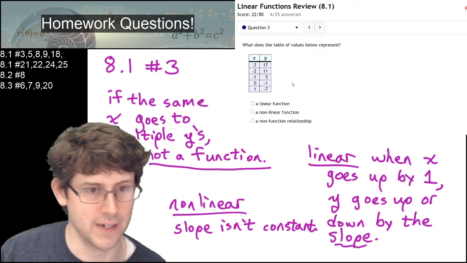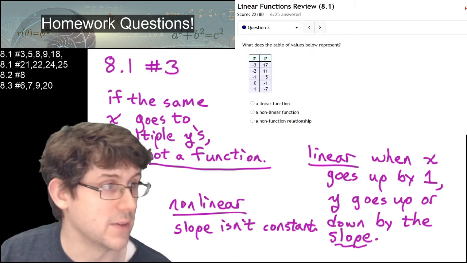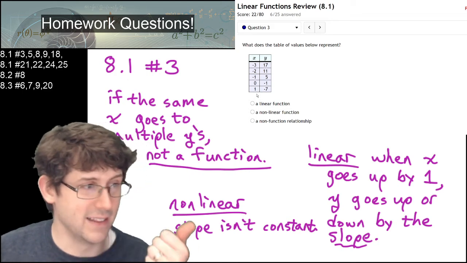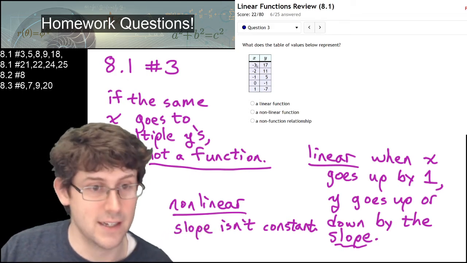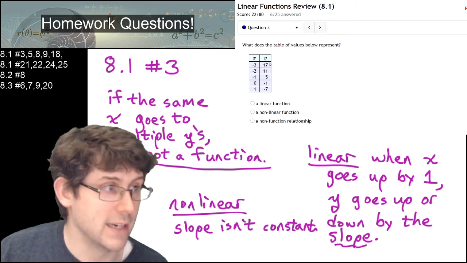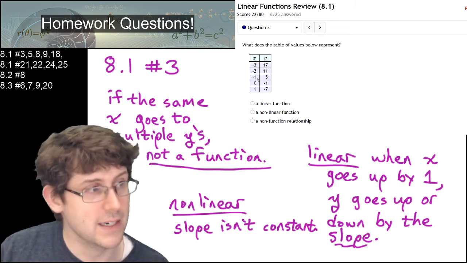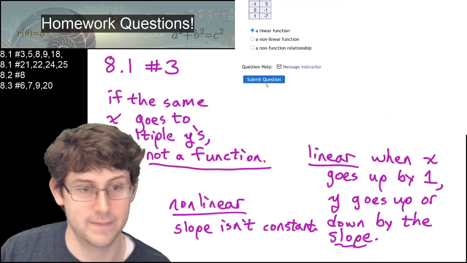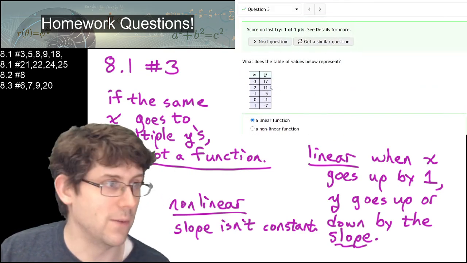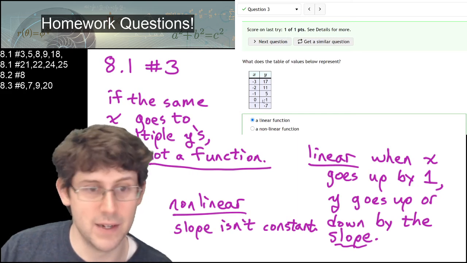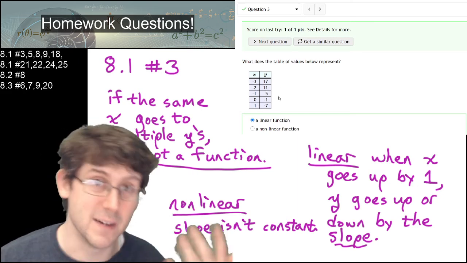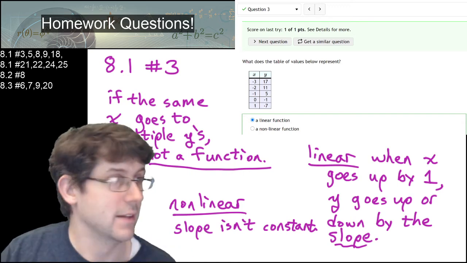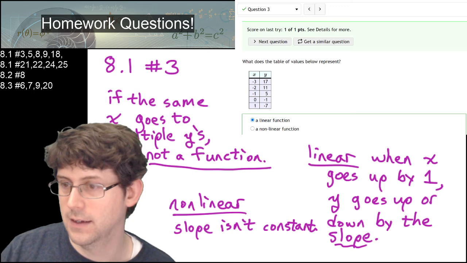Let's see if I can get one where something else happens. So this one, the x's are all different, so it's a function. But then is it a linear function or a nonlinear function? Well, x goes up by 1, y goes down by 6. X goes up by 1, y goes down by 6. Okay, I got another one that's a linear function. If you got one where the x's were going up by 1, but the y's were going up or down by different amounts each time, that one would be a nonlinear function. That's 8.1, number 3. Next one.